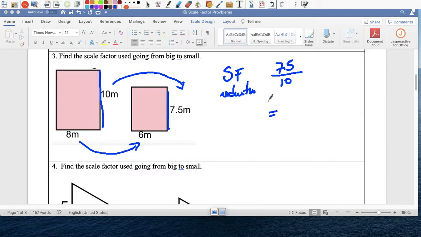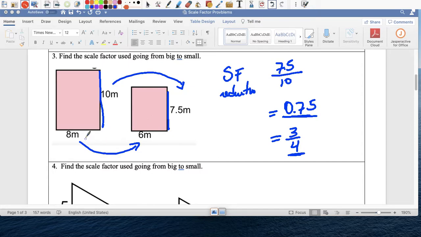You can leave it as a fraction if you want. In this case, let's see what's best. Divided by 10, we get 0.75. Or if you want to leave it as a fraction, 3/4, that's also okay. And that makes sense, right? Because when it's a reduction, we know we're going to get a number that's less than 1.